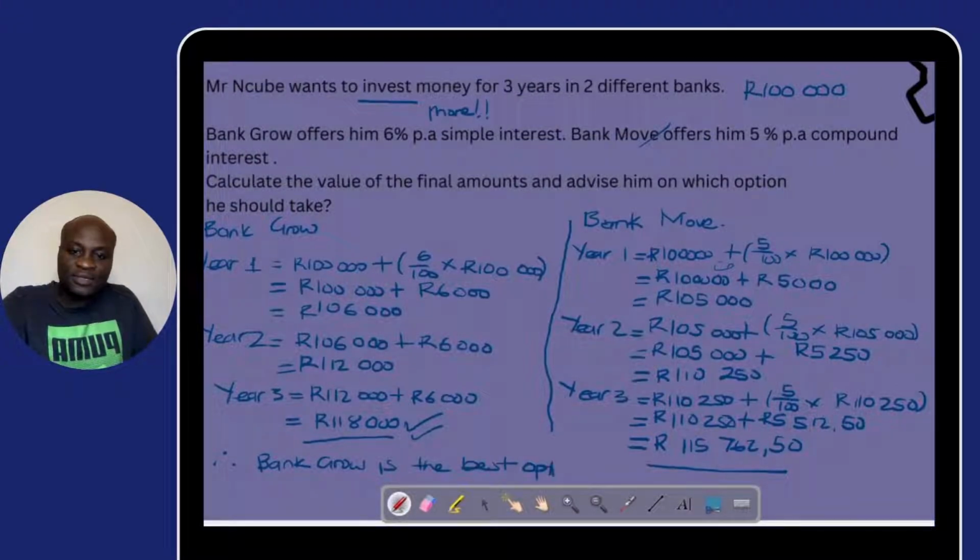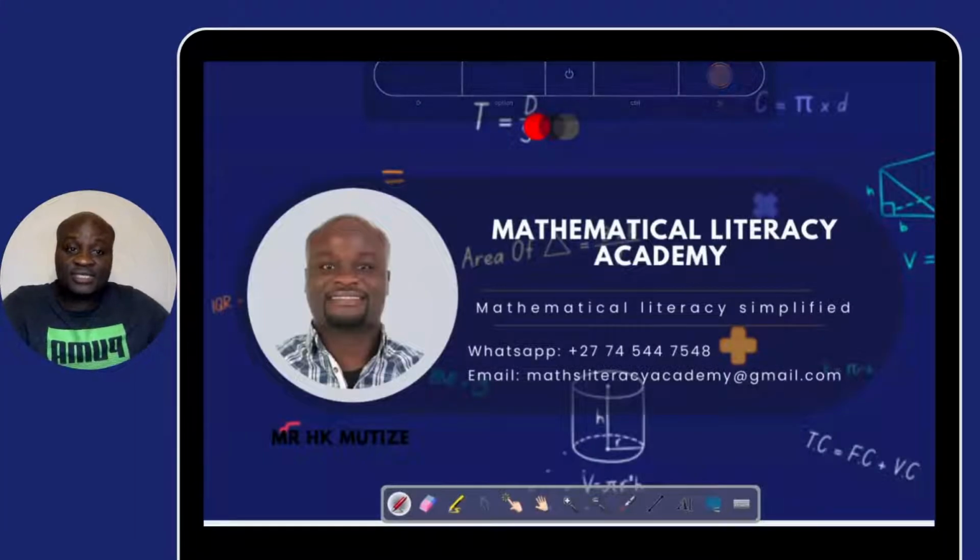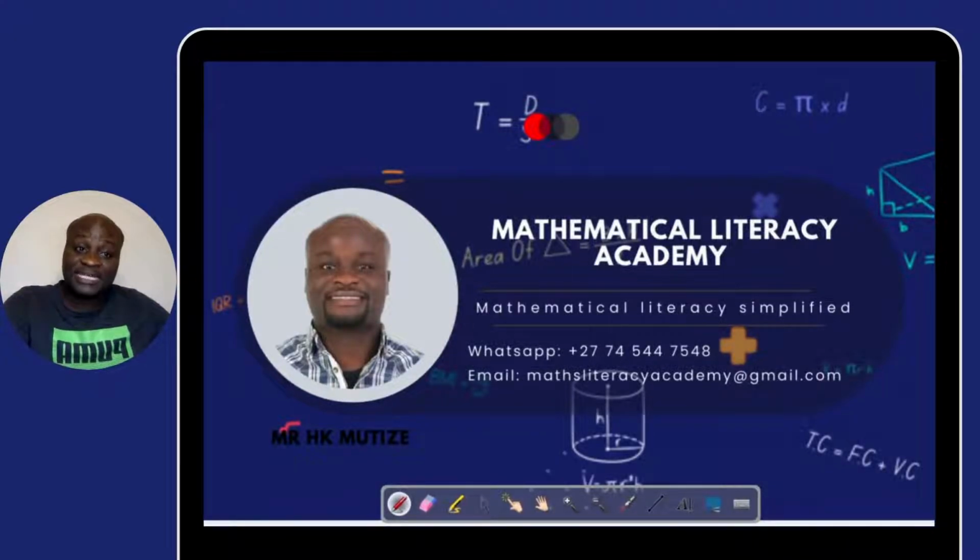But for interest sake, if Mr. Ncube wanted to borrow, obviously Bank Move would have been the best option. Why? Because you'll pay less. But you're investing, you want to get more. I hope you understand the concept. Boys and girls, this is what we needed to know, the difference between compound and simple interest.